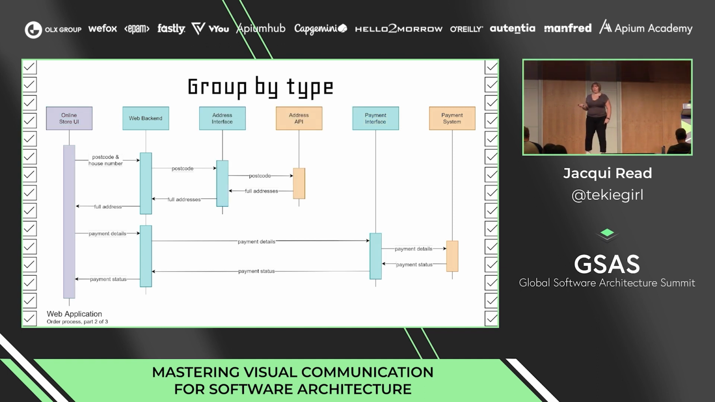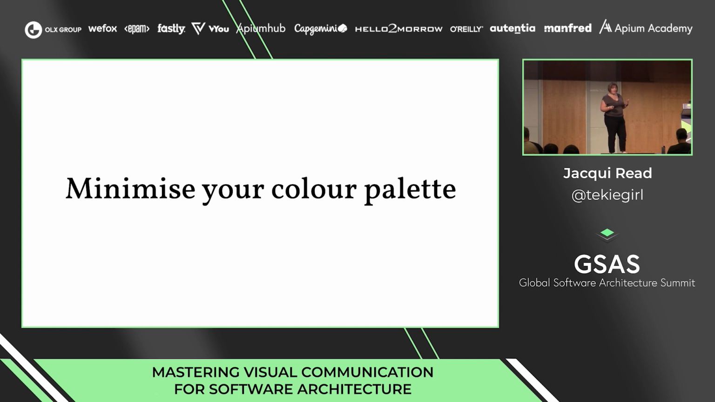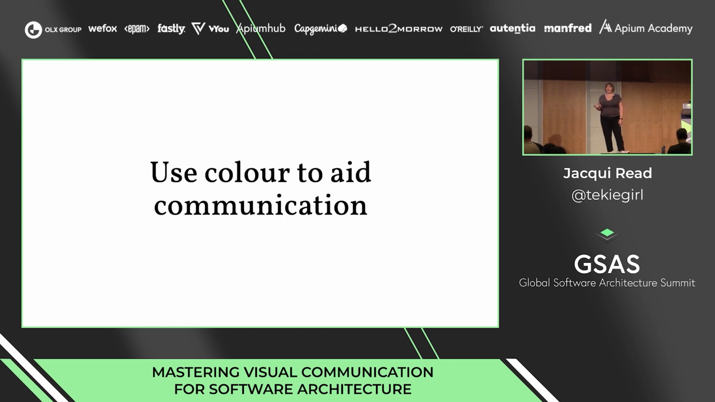We can group by type. It depends what you're trying to communicate to your audience. So in this one, all my external systems are orange. And so we've just done it in a different way, but we've used the colour to communicate and not to overwhelm. So, first point, minimise your colour palette. You don't need a different colour for every single thing. And you can actually use your colour to aid your communication, like visual grouping.